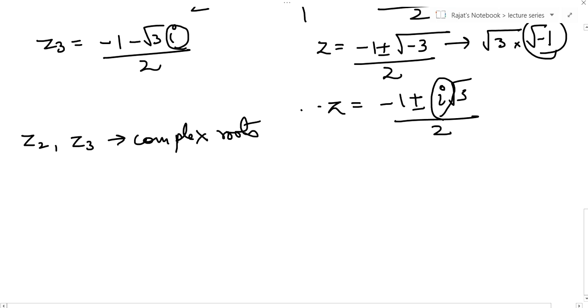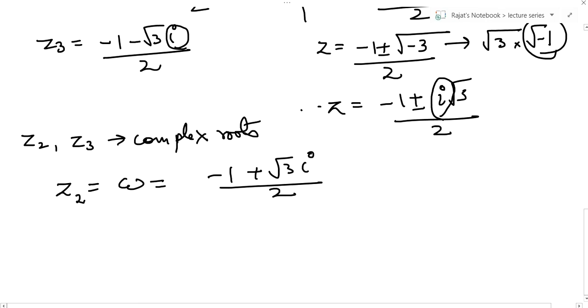So let me assume we use the symbol omega for the complex roots, and you have the discretion. You can call omega any of the complex roots. So let us say that z2 is omega. So z2 is minus 1 plus root 3i upon 2. Now if I square omega, what will I get?